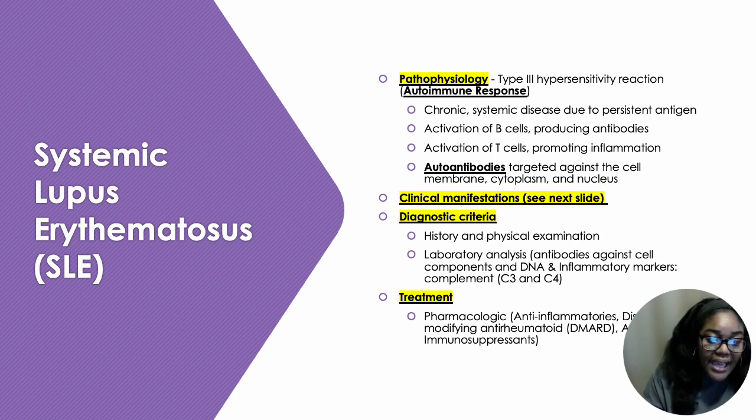Of course, you have to be diagnosed by a healthcare provider, and you have different laboratory tests that determine if you have lupus. They'll detect your antibodies. They may look at inflammatory markers. They may look at your complement activity, C3 and C4. There are different areas that they will assess to determine if you have systemic lupus or not. And then as far as treatments, you want to have anti-inflammatories. You may see DMARDs and immunosuppressants used in the treatment of these individuals.